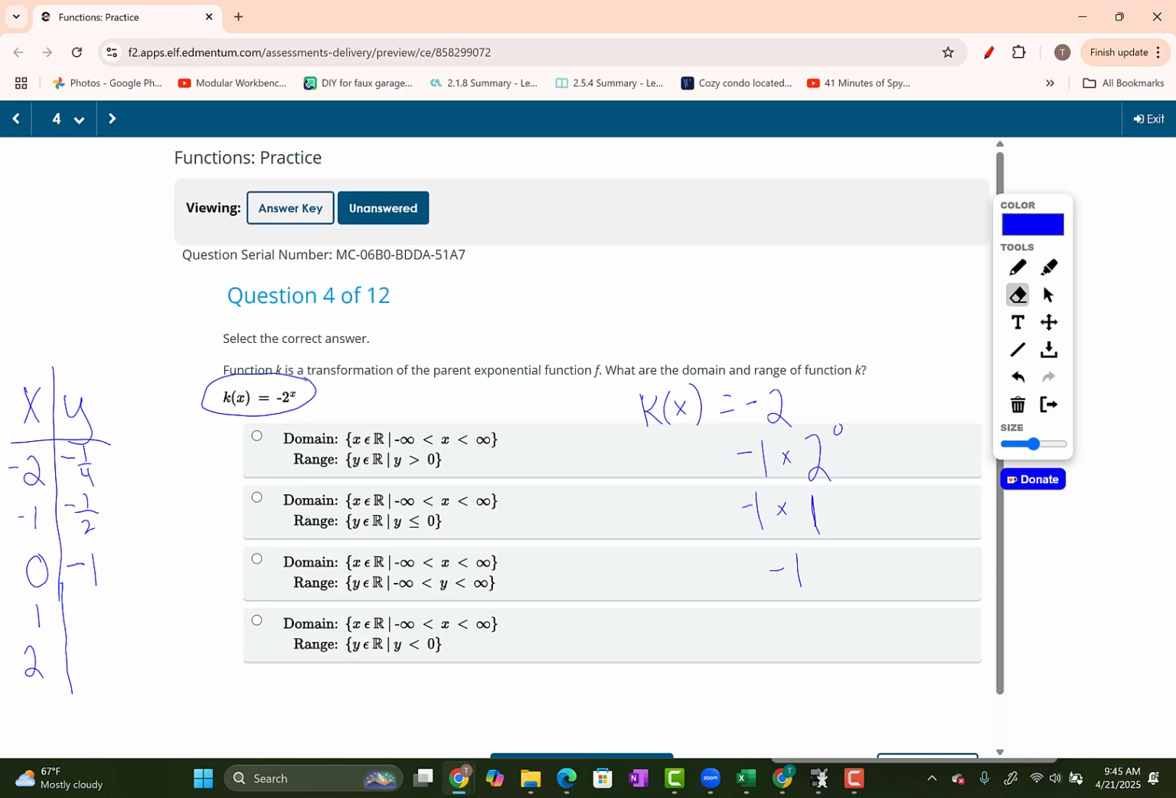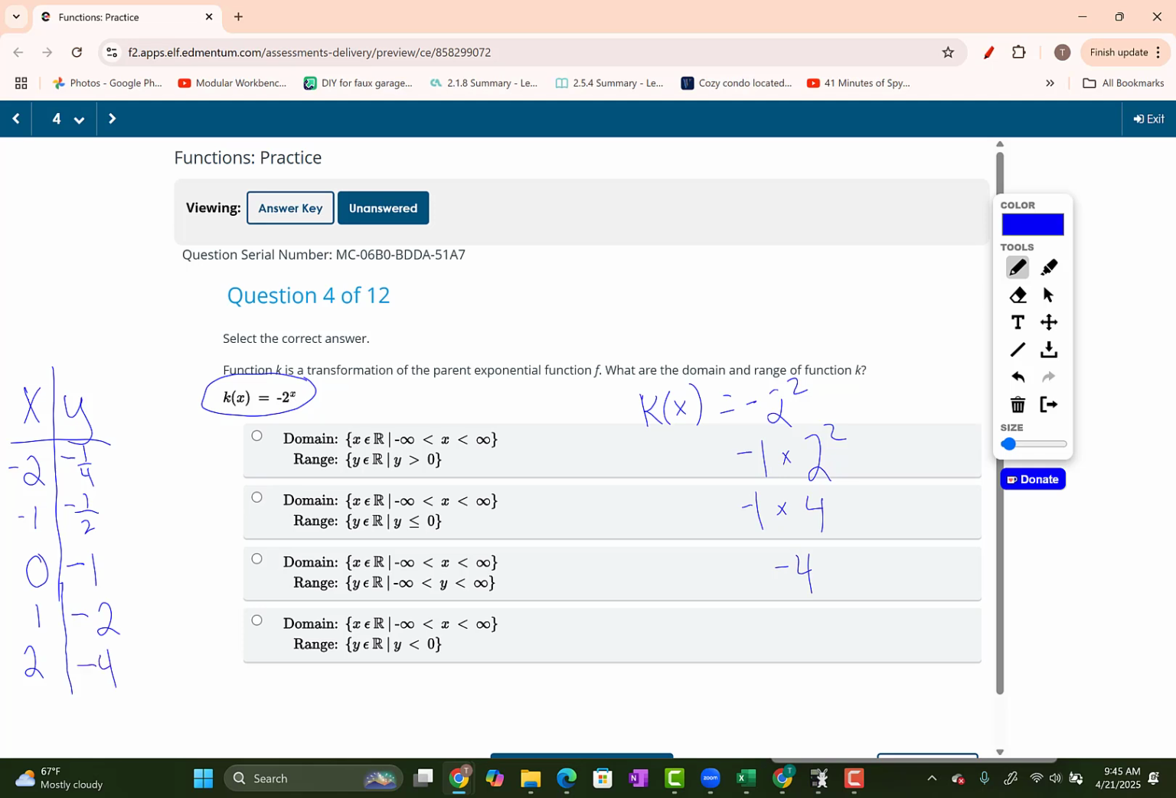Almost there. Now we're going to replace x with +1. 2 to the first is 2. 2 times -1 is -2. And then finally, let's replace x with +2. 2 to the second power is 4, times -1 is -4.